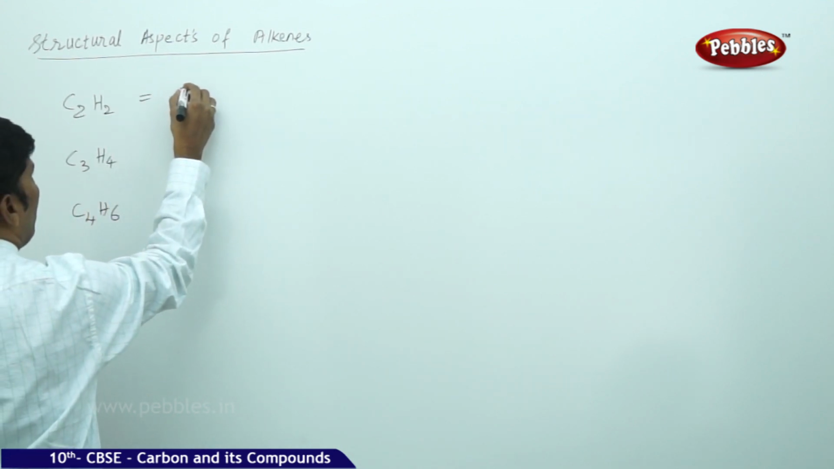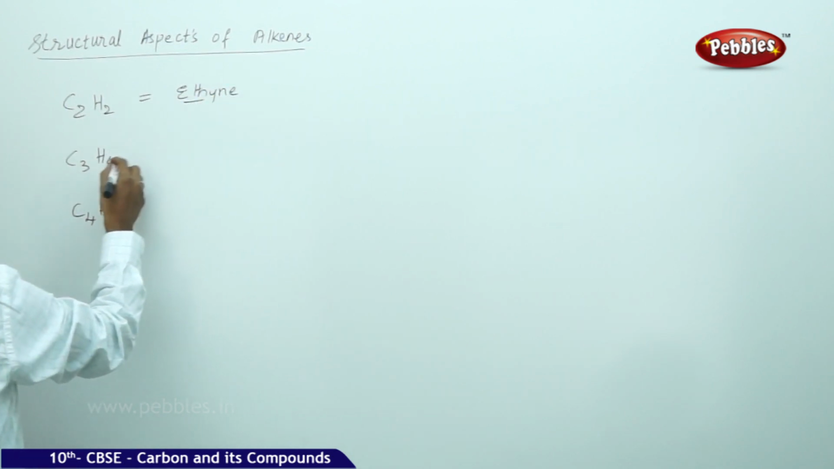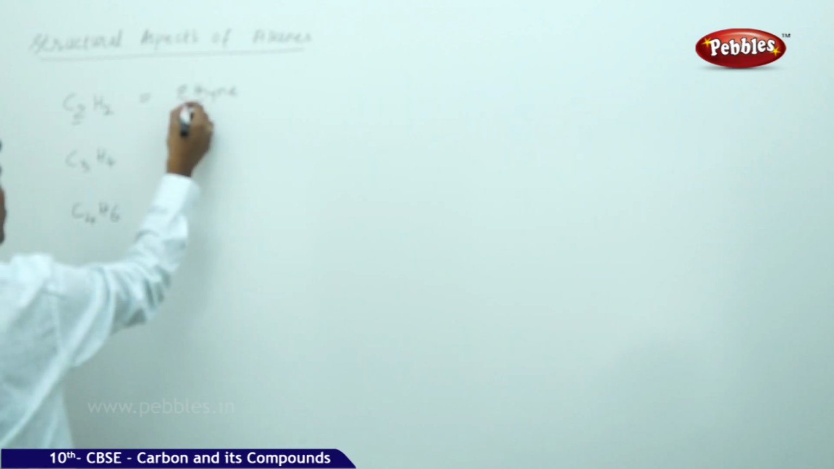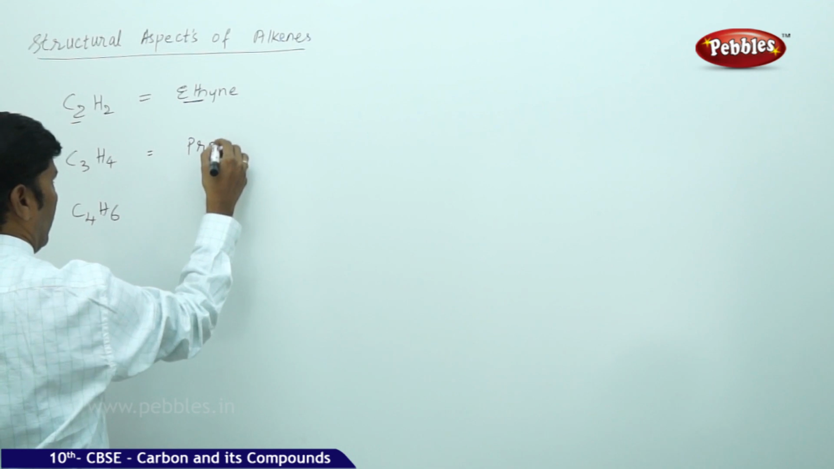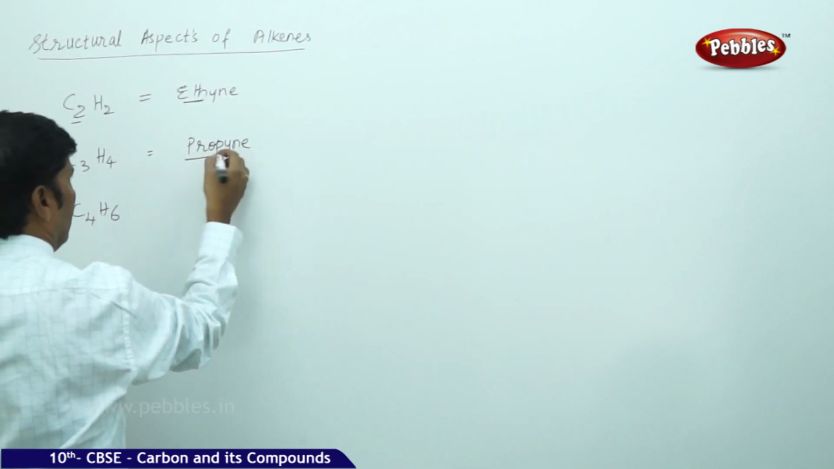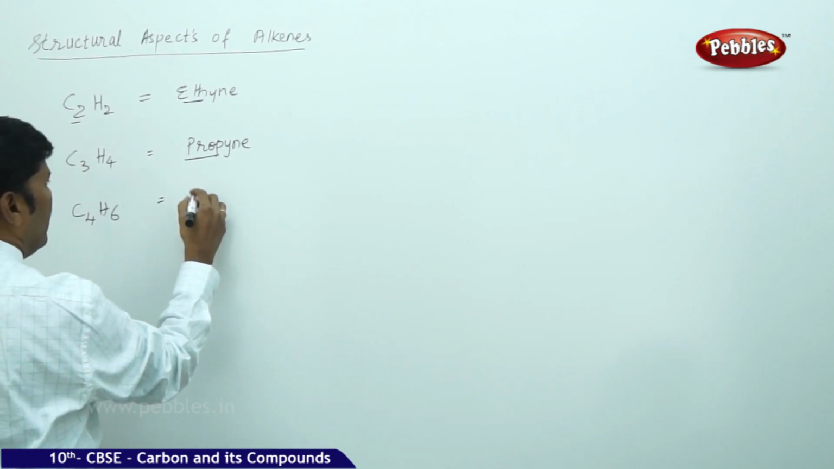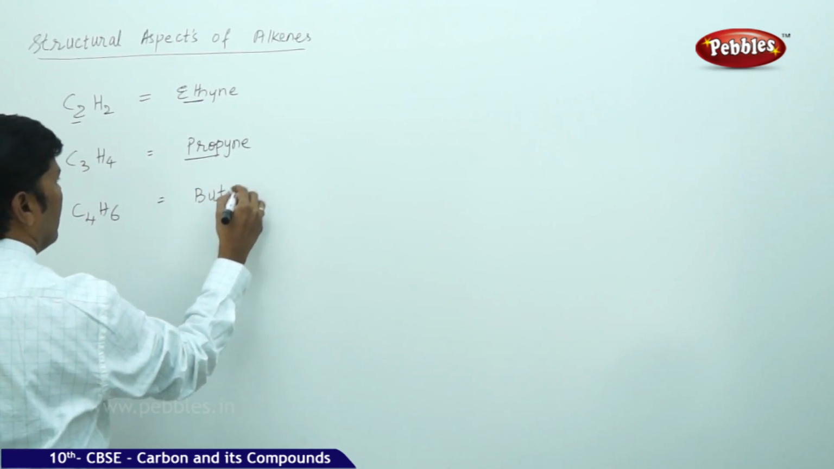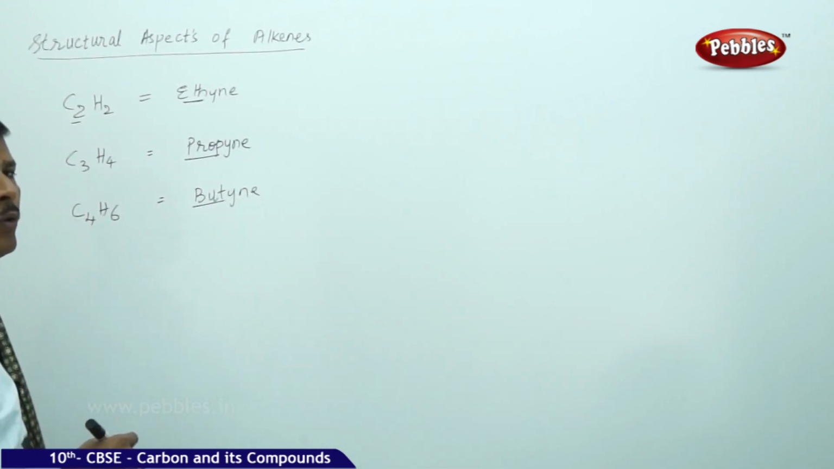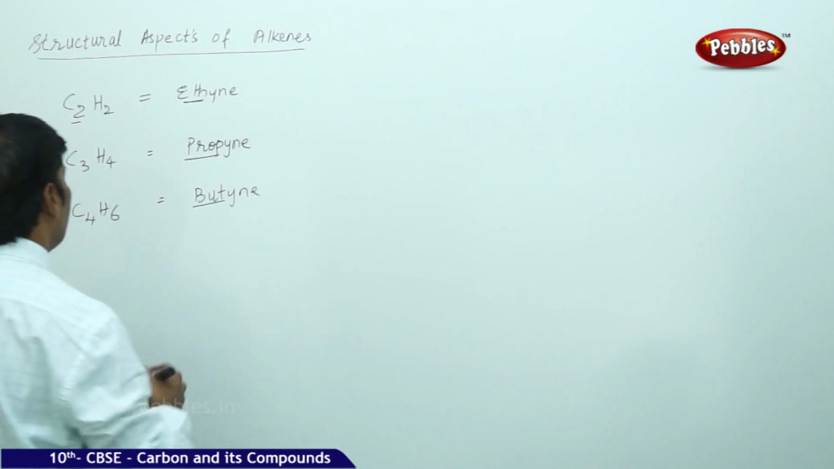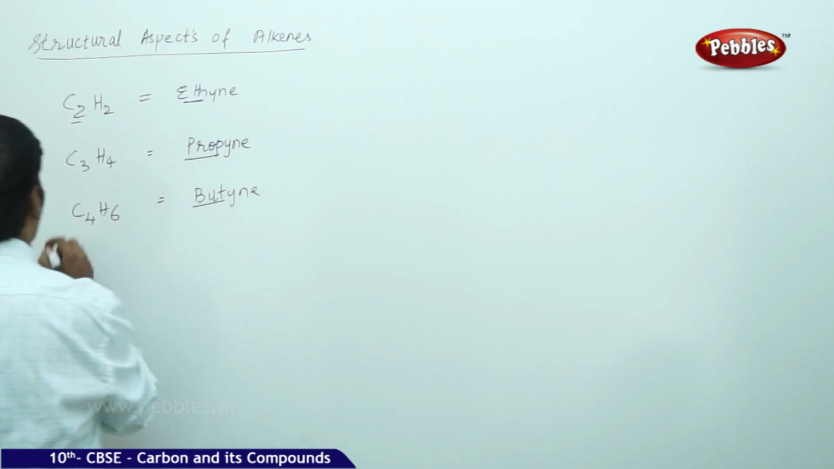C2H2 is ethyne, the root word is eth, because two carbons are there. C3H4 is propyne, because the number of carbons is 3. C4H6 is butyne, because the number of carbons is 4. So what we are noticing here is, if you take the structural aspects of acetylene, this is A, this is B and this is C.